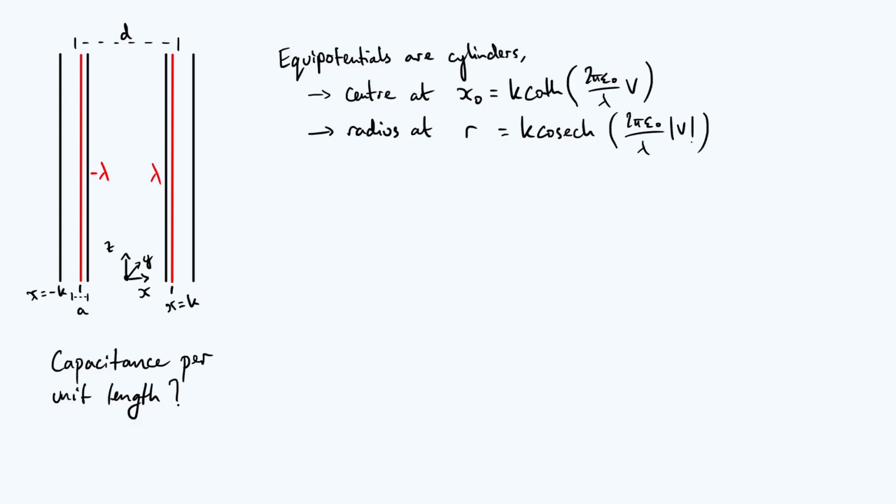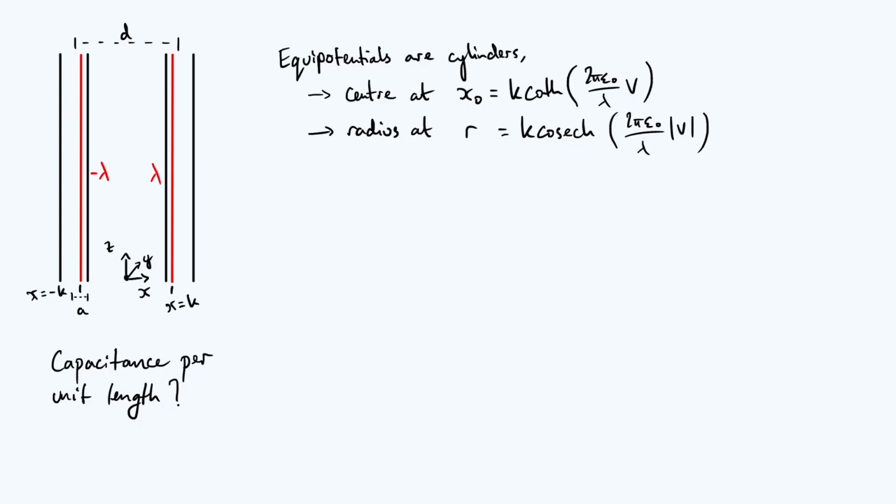Notice in particular that the r has modulus signs around the v, but the coordinate of the center doesn't have that modulus sign. Now this is a good thing because we wanted to construct these line charges in such a way that we have equipotential surfaces on each of the cylindrical wires. The wires are cylinders, so it's perfect that we have actually got cylindrical equipotential surfaces.